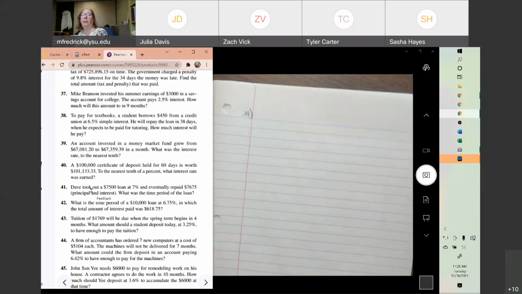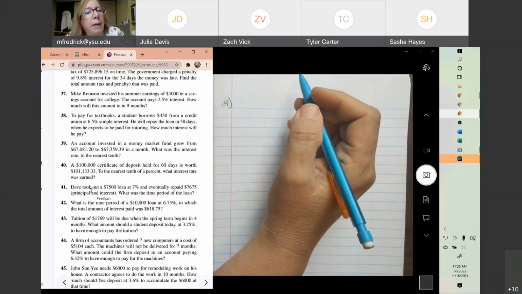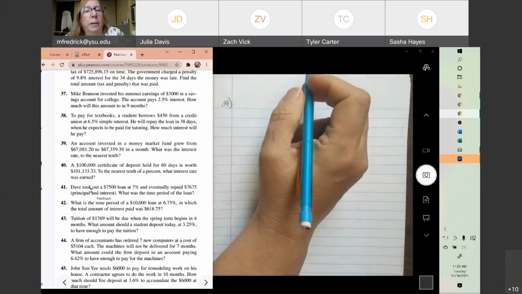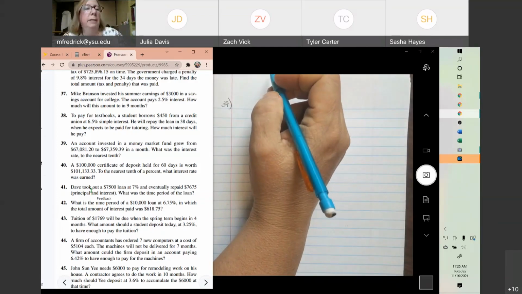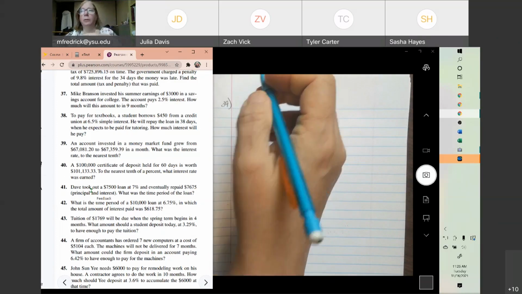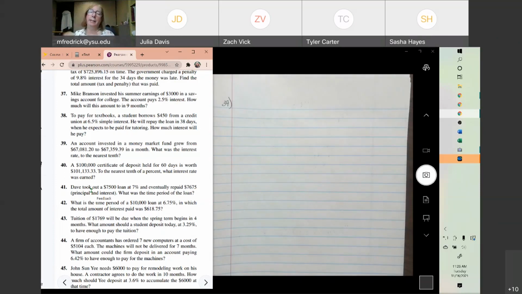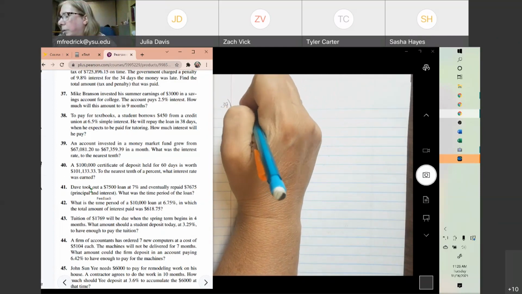Okay, number 39. An account invested in a money market fund grew from $67,081.20 to $67,359.39 in 1 month. What was the interest rate? So they're giving us a starting amount and an ending amount, and we're looking for R. So we'd want to use, well, you could go 2 ways.